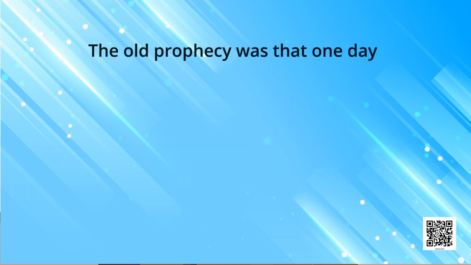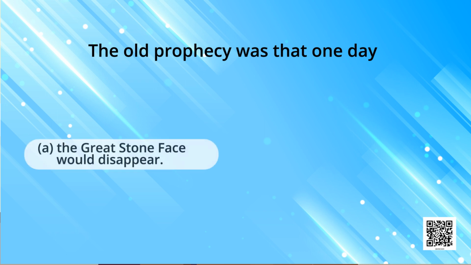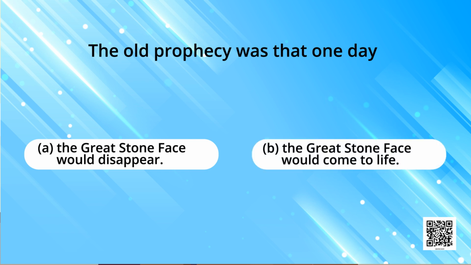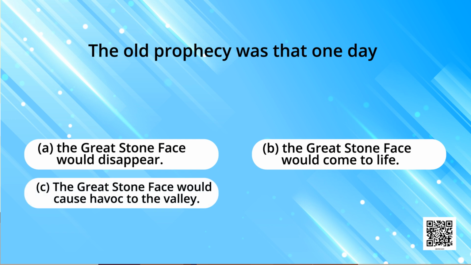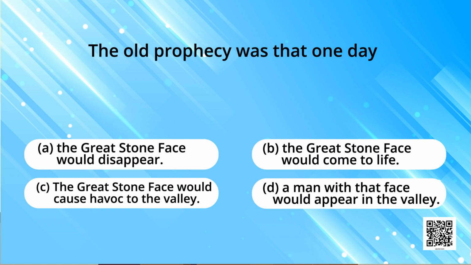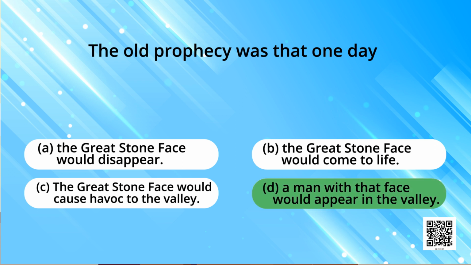Next, the old prophecy was that one day, complete the sentence. Options are A, the great stone face would disappear, B, the great stone face would come to life, C, the great stone face would cause havoc to the valley, or D, a man with that face would appear in the valley. Yes, what is the correct option? It's D, a man with that face would appear in the valley.